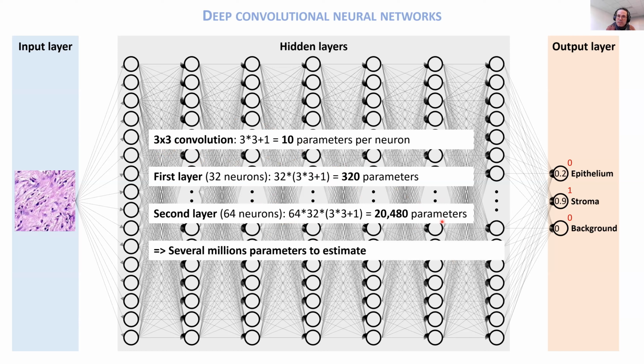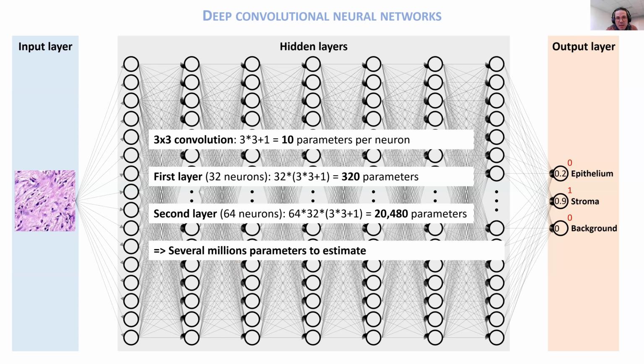So we're going to have over 20,000 parameters. And we see that at the end, we're going to have several million parameters to estimate. So that's why we need GPUs. We need a lot of computation. That's why we need a lot of data as well, because if we have many different parameters, we're going to need a lot of data to estimate all of these parameters.